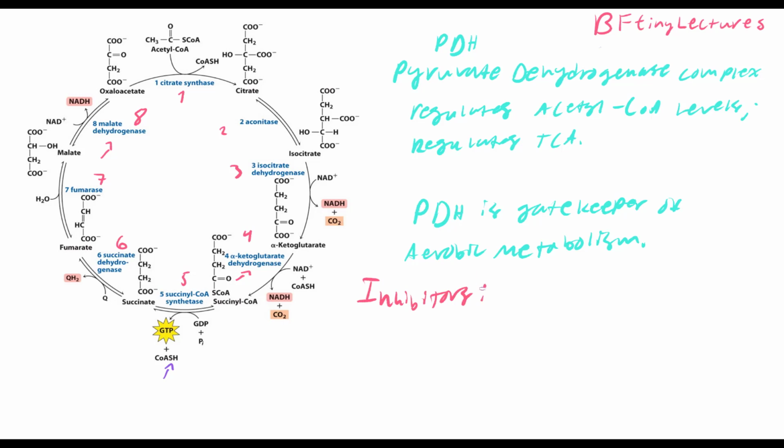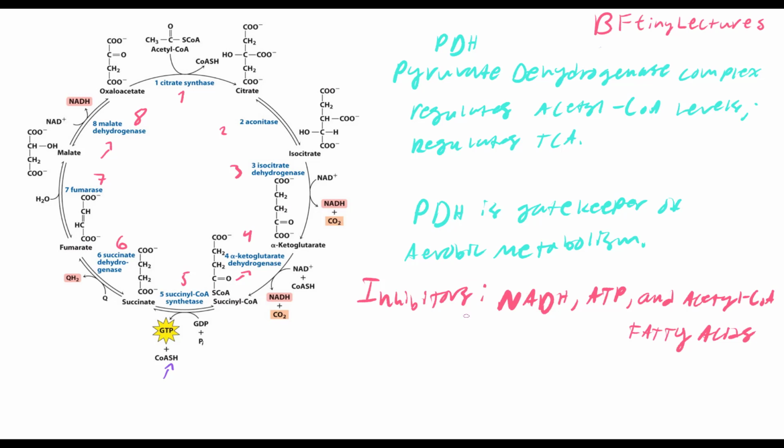And the inhibitors of PDH are going to be NADH, ATP, and acetyl-coenzyme A, right? Now, also you can have fatty acids. Now, why are they inhibitors? Well, they're inhibitors, right? Because you don't want to have a buildup of these molecules, right?